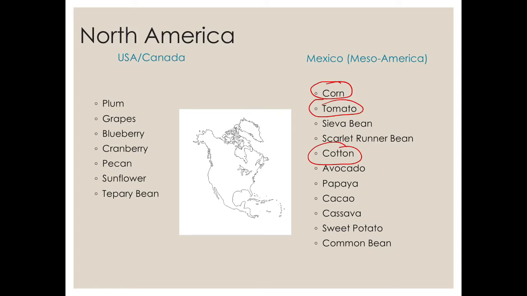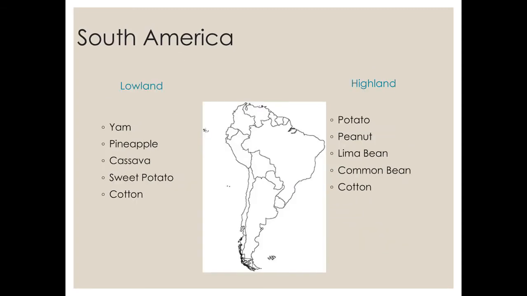So think about why knowing where that is from could be helpful to growers, maybe not this year, maybe not next year, but in the future that could be helpful. So if we look at crops from South America, you'll see that we have lowland crops, meaning crops that are from low-lying areas, or highland crops, meaning crops that are from mountains.